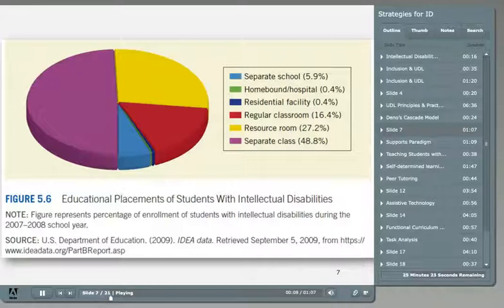As you can see from this graph, almost half of the children with intellectual disability are educated in the separate special education classroom. Only 16% spend their whole day in the general education setting, while a little over 25% are educated in a resource room model where they spend more than half their day in a general education classroom but are pulled out for less than half the day. You can see that still not an insignificant number, 6%, are educated in a separate school, so a totally different school for kids with intellectual disability.